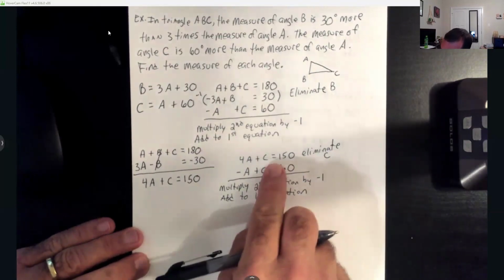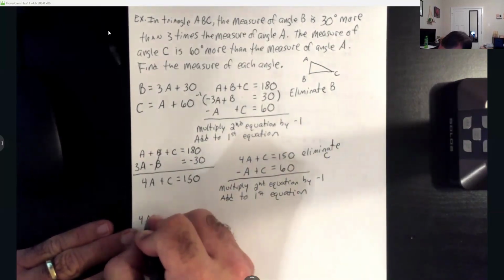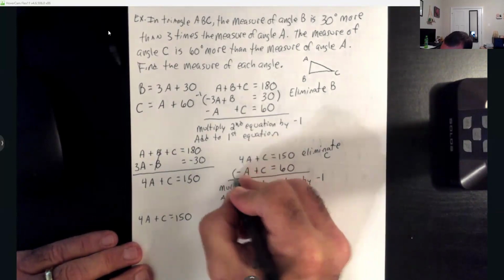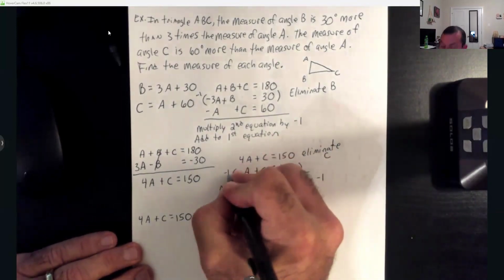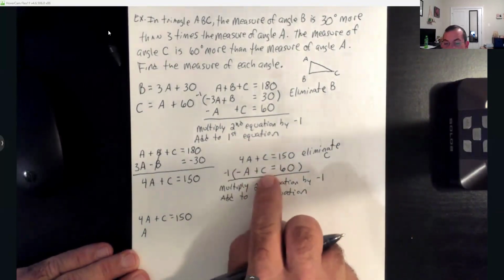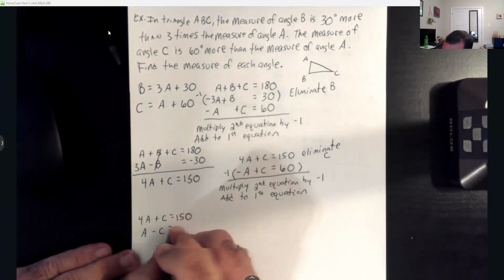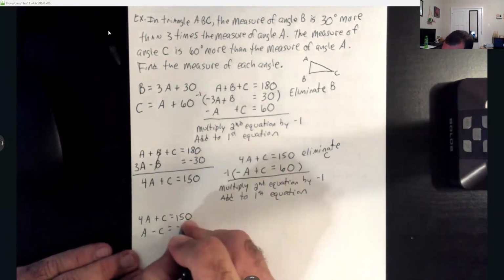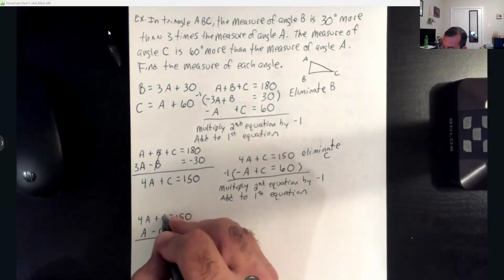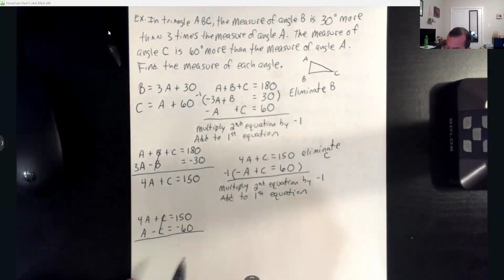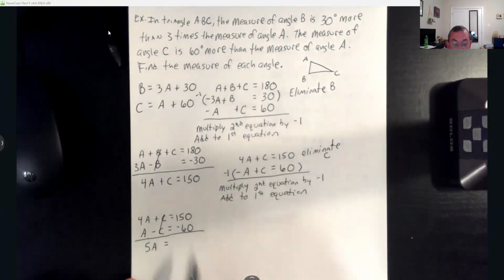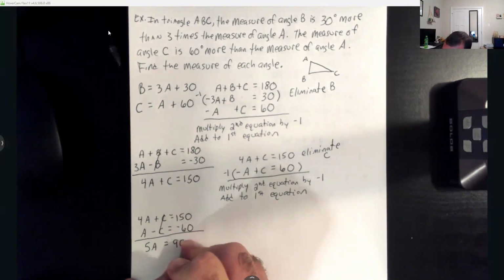All right, doing that, my first equation is coming down. It's a 4A plus C equals 150. I'm going to come in and multiply this row by -1. So that's going to make that a positive A, minus our C. And then negative times 60 makes that a -60. So y'all look at that. The C's are canceled. So I got 4 and 1, give me 5A. That's going to equal 150 minus 60, which is 90.